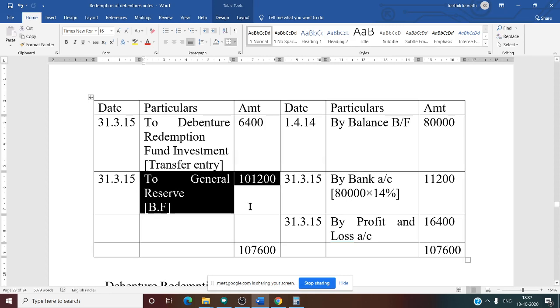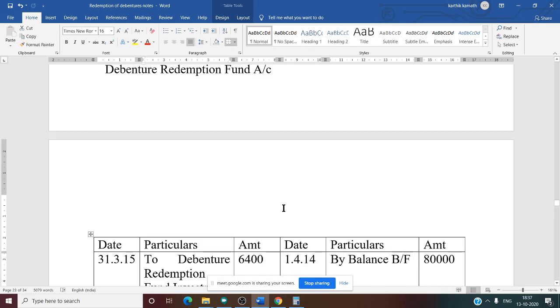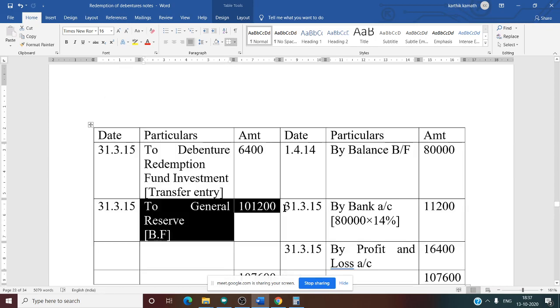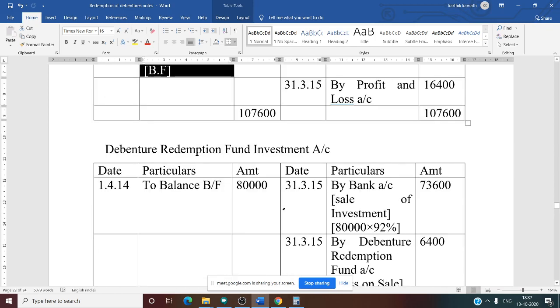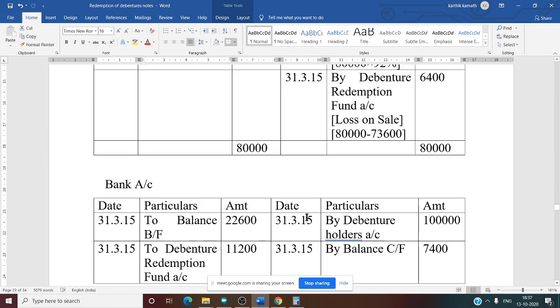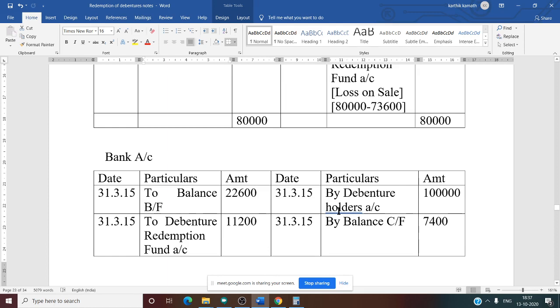So we closed the second account also. We have closed the debenture redemption fund account also. So now we have prepared all three accounts. Next thing we need to do is the bank account. The fourth account is the bank account.